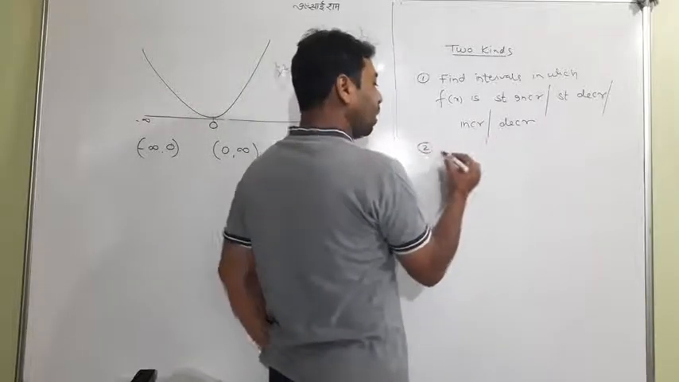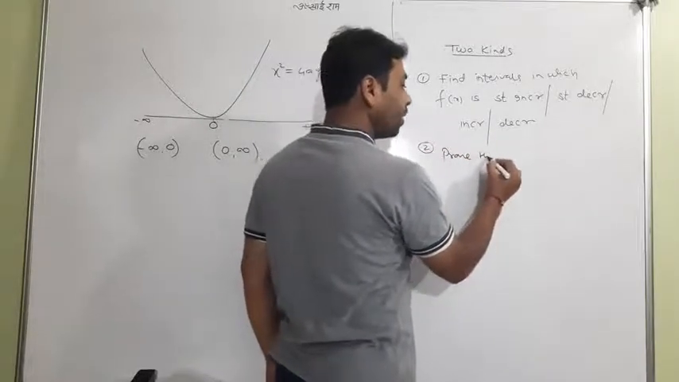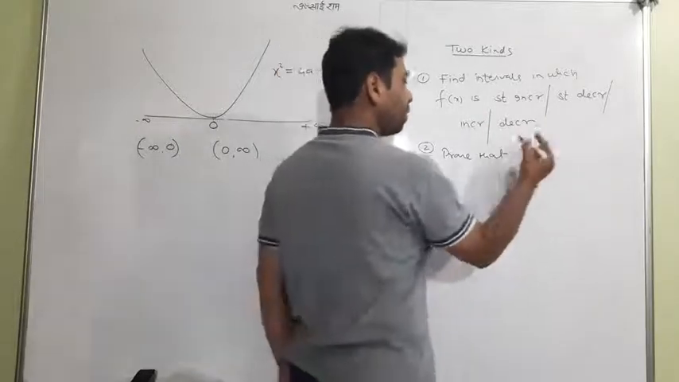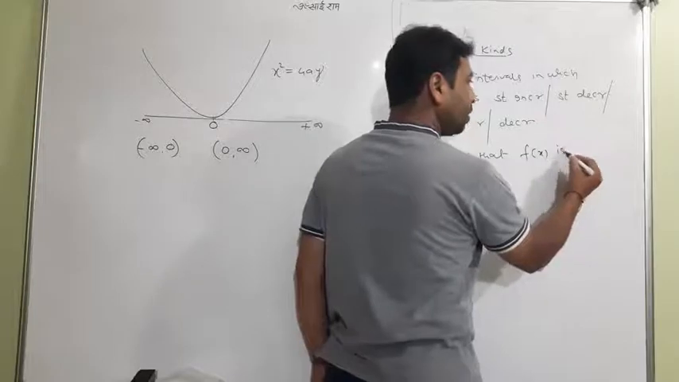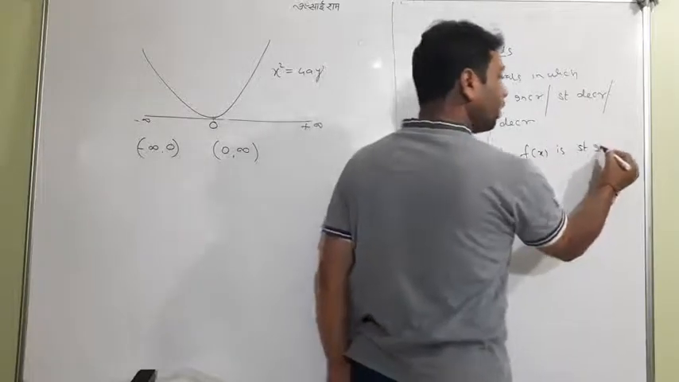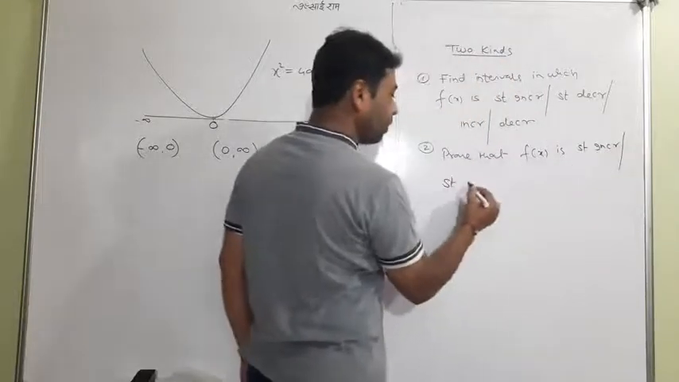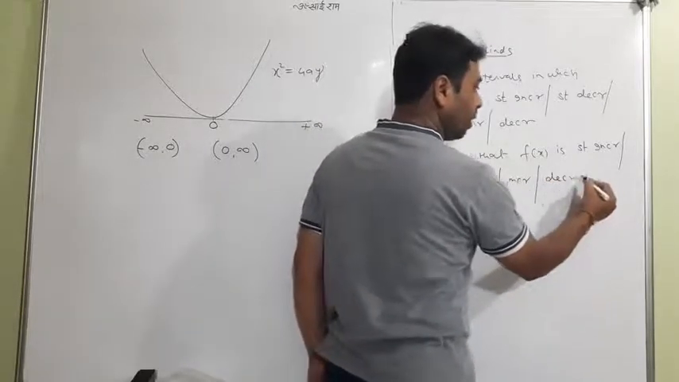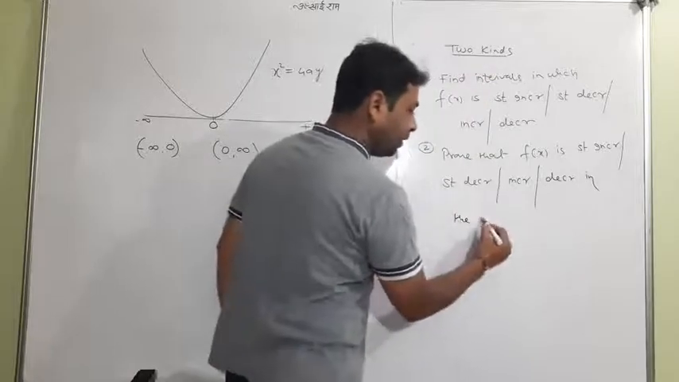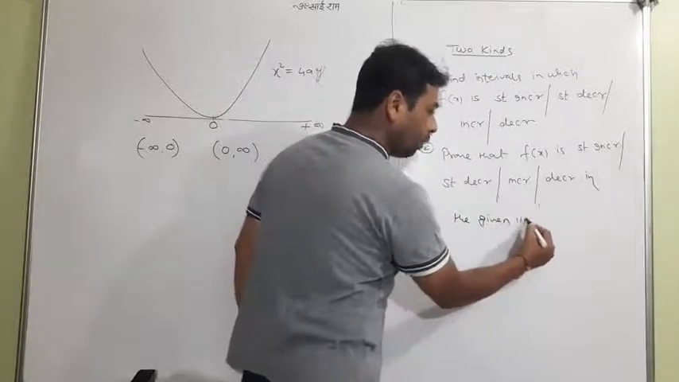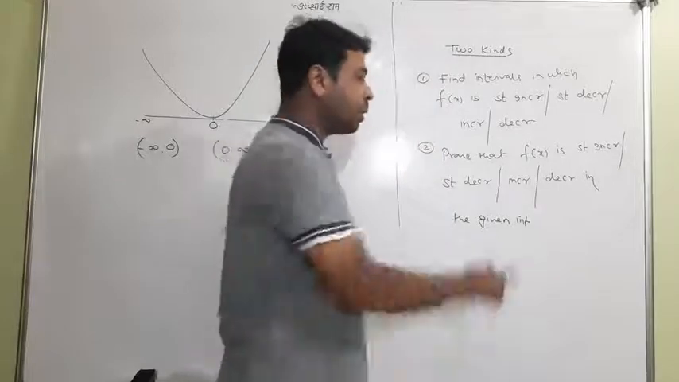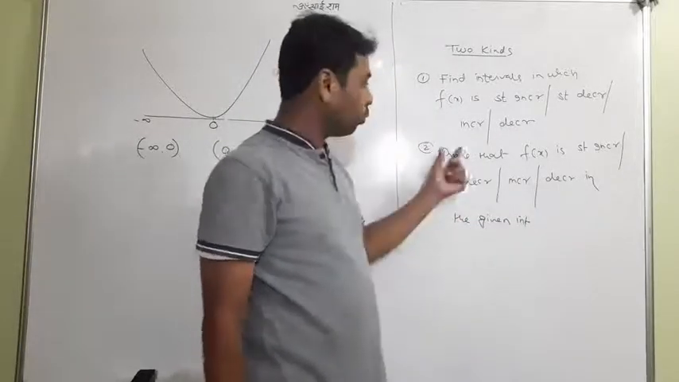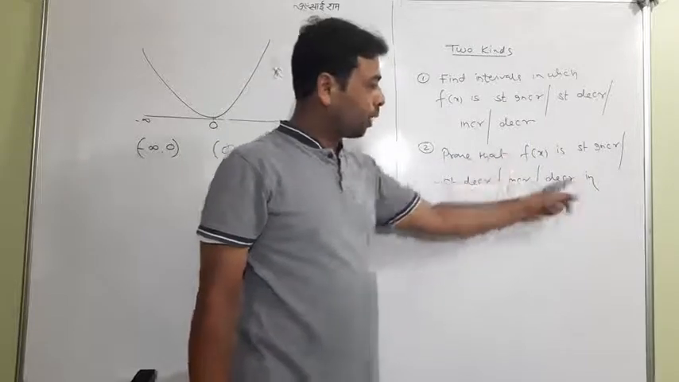The second question may be asked: prove that. This time the interval will be given. Prove that function is, among all these, strictly increasing or strictly decreasing or increasing or decreasing in the given interval. I am not mentioning what the interval is, but this time the interval will be given, and you would have to prove that function satisfies one of the conditions.